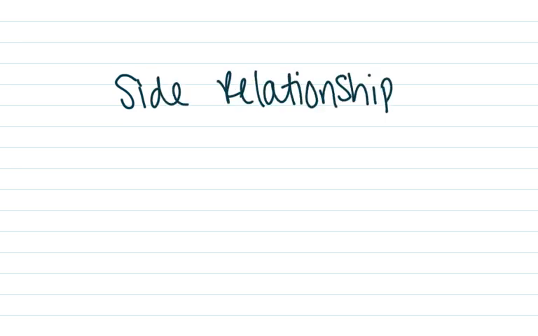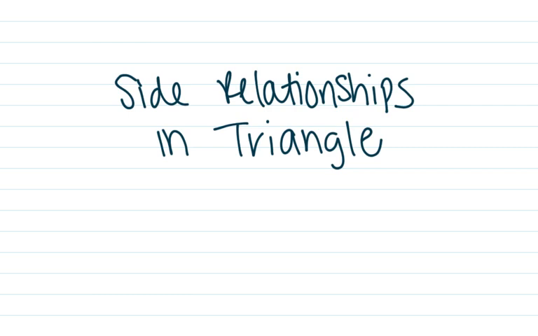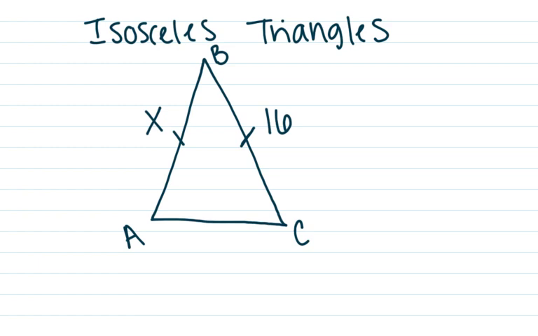Today we are going to talk about side relationships in triangles. We're going to know one or two sides of the triangle and we're going to have to find the third side. Now, this is not just going to be guess a random number and hope it works. We're actually going to talk about two specific types of triangles, isosceles triangles and equilateral triangles, and how we can use what we know about the sides of those triangles to find a missing piece or a missing side of that triangle. So let's go ahead and jump in and look at isosceles triangles.